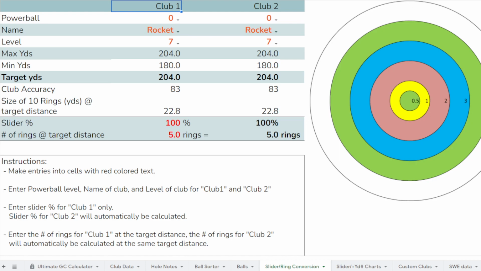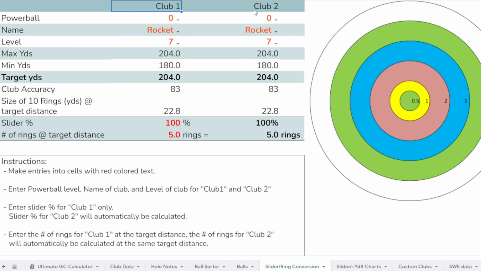Ultimate Golf Clash Calculator, version 10.4. A new feature, slider ring conversion calculator. I had this calculator in a much older version of the Ultimate Golf Clash Calculator, but I left it out because I wanted to streamline the information that was on there. But I'm bringing it back because I realized that it's useful. So let's take a look at what it can do.